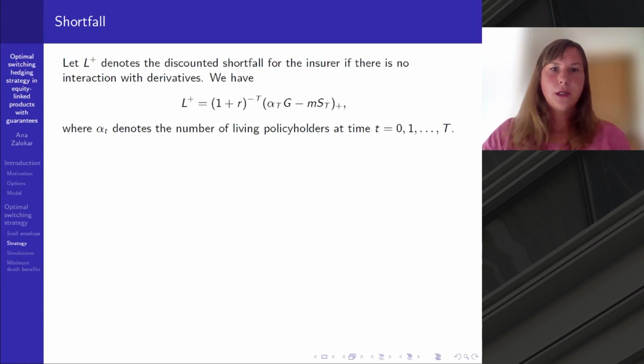L plus here denotes the discounted shortfall for the insurer if there is no interaction with the derivatives. We have this kind of case. So what is this alpha T times G? This alpha T denotes the number of living policyholders at different times, but here it is capital T, so at the end, minus M times ST. M is how many policyholders we had at the start.